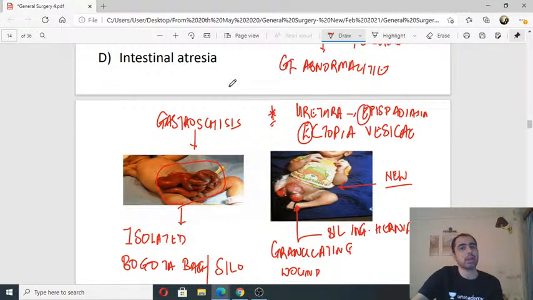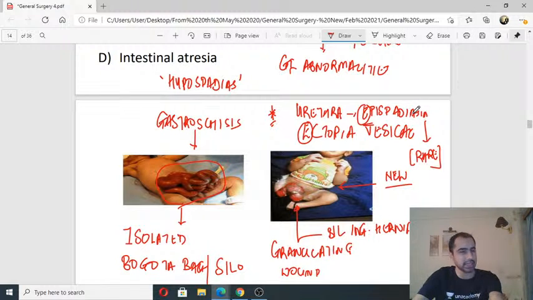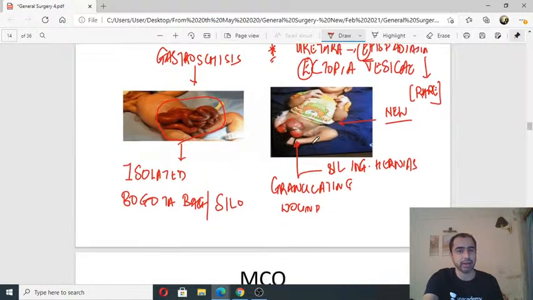overall urethra, the most common abnormality is hypospadiasis. Overall. But in ectopia vesicae, it is epispadiasis. Epispadiasis as such is very rare. So if you see a child who has epispadiasis, most of the times he will be having ectopia vesicae. So epispadiasis and ectopia vesicae most of the times go together. Isolated epispadiasis is extremely rare.